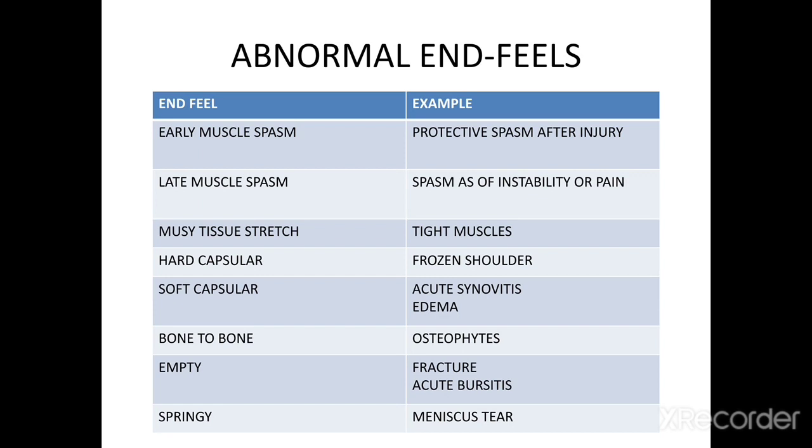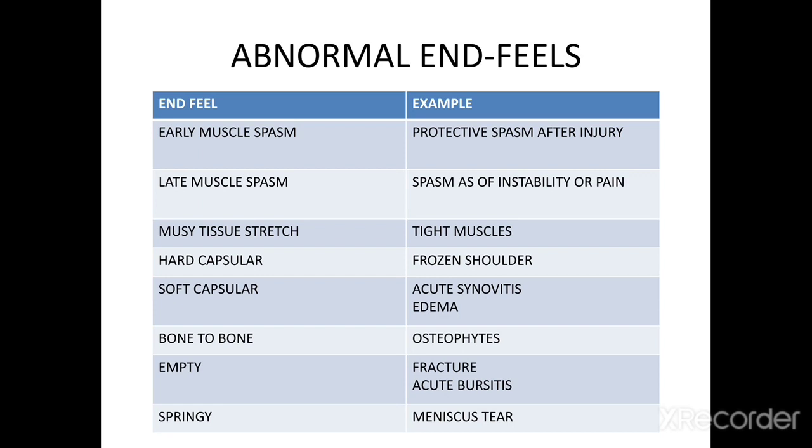Okay, next is soft capsular. The resistance is seen in the early range of motion, and it continues until the end of the movement is reached. The feel of the soft capsular is almost similar to the normal tissue stretch, but there is a limited range of motion, and it is seen in acute conditions. The classical example of the soft capsular is acute synovitis and soft tissue edema.